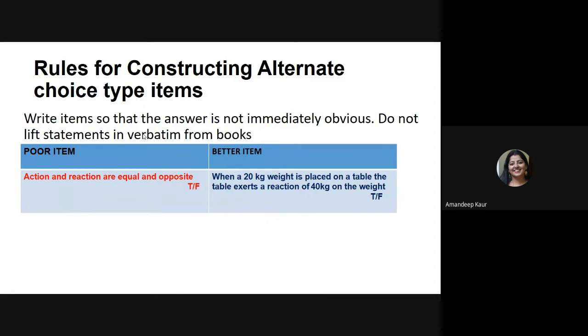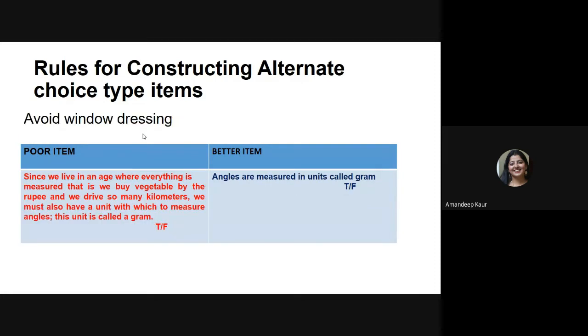Action and reaction are equal and opposite. So it is simply a verbatim statement selected from the textbook, and this is a statement known by many of the candidates. So rather than giving such a statement, the teacher can give an application based alternate choice test item. So the teacher can convert this statement as: when a 20 kg weight is placed on a table, the table exerts a reaction of 40 kg on the weight. So now the student needs to apply the learned information and give the accurate response.